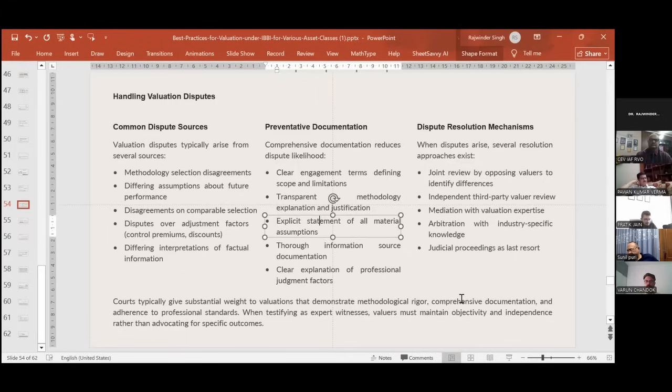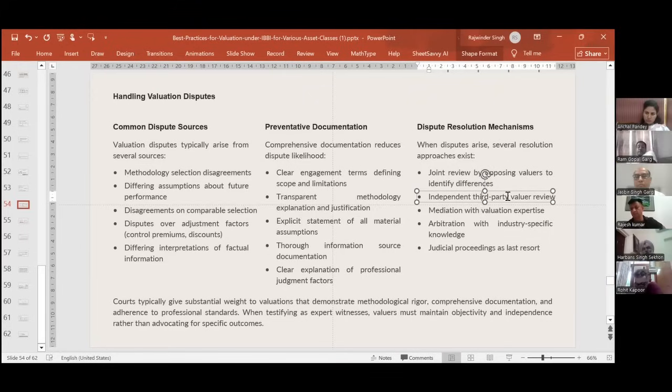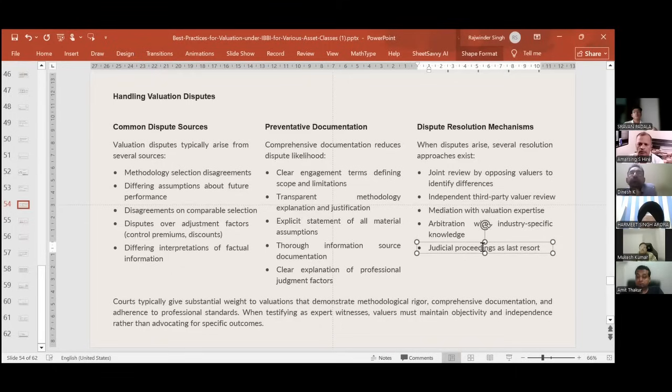And then dispute resolution mechanism. When disputes arise, several resolution approaches exist: joint review by opposing valuers to identify differences, independent third-party valuer review, mediation with valuation expertise, arbitration with industry-specific knowledge, and judicial proceedings as a last resort.